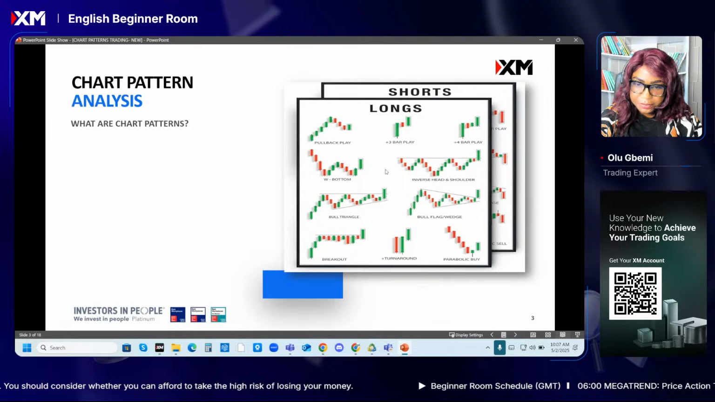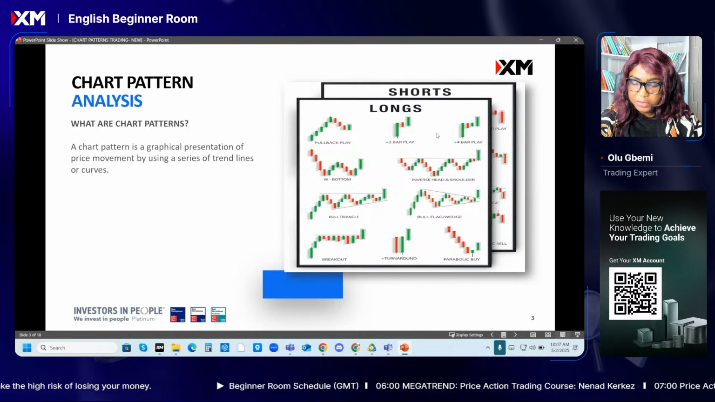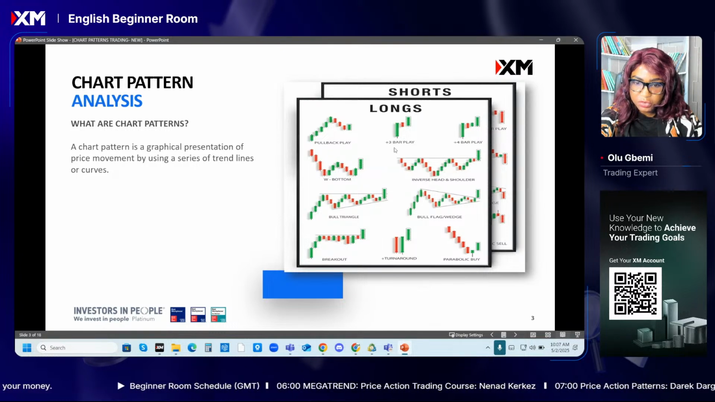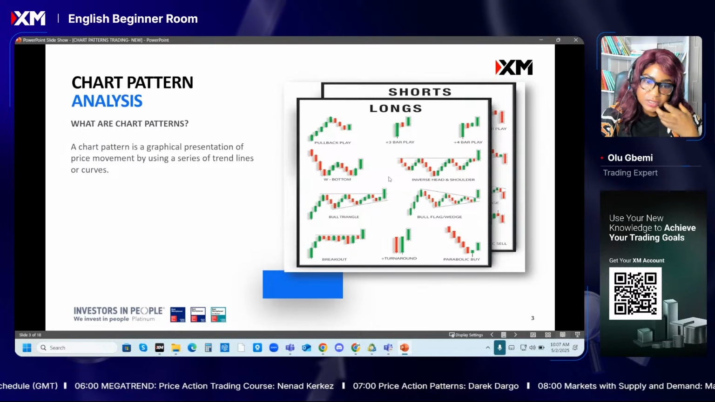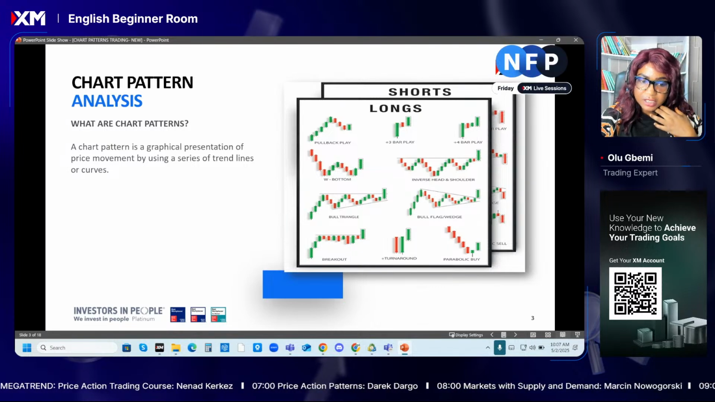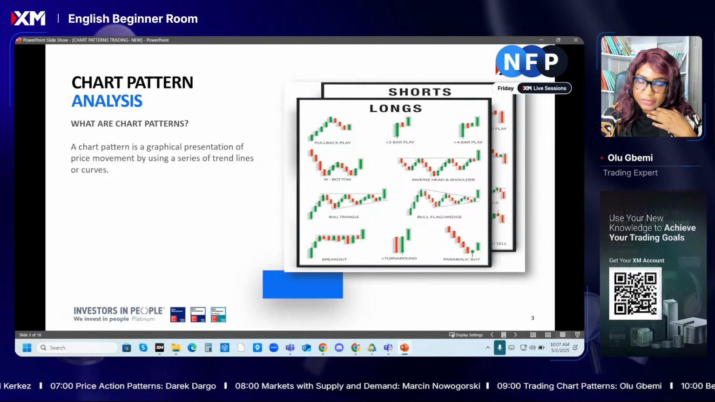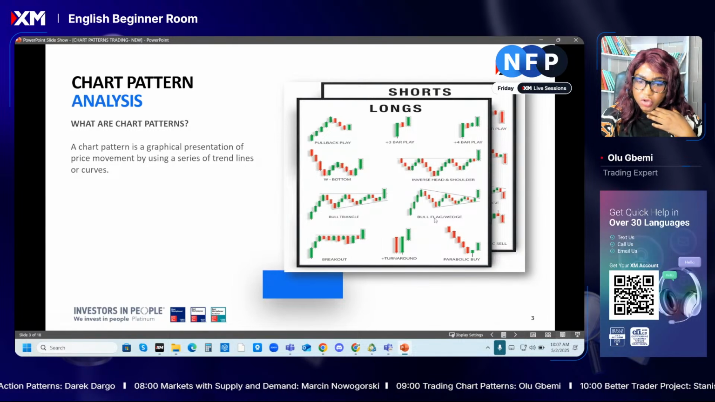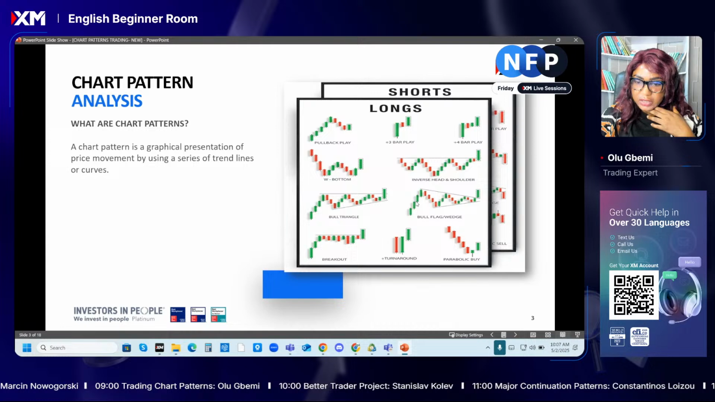Okay. So here, what are chart patterns? What do they mean when we talk about the patterns that we can trade in the market? This has to do with a graphical representation of price movement by using a series of trend lines or curves. We can identify chart patterns. Chart patterns are formed like symbols or shapes. They form different shapes that you can see in the market.